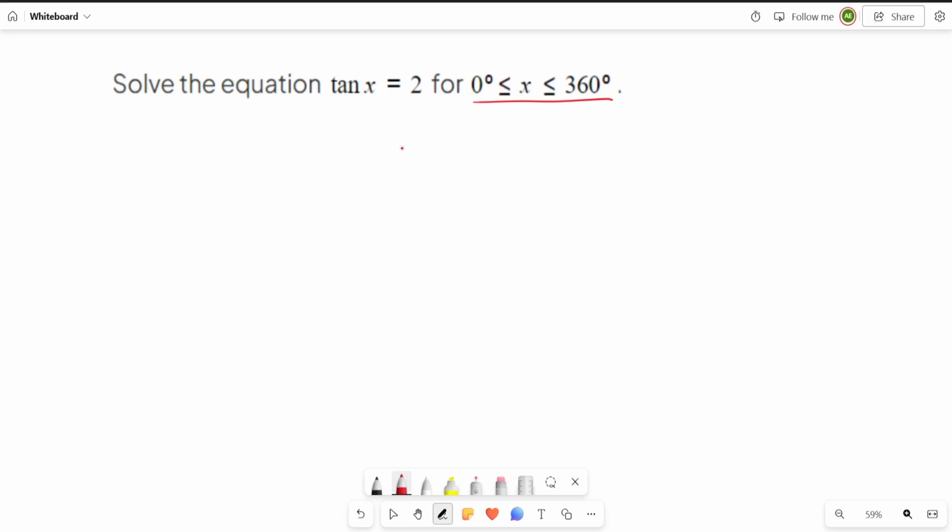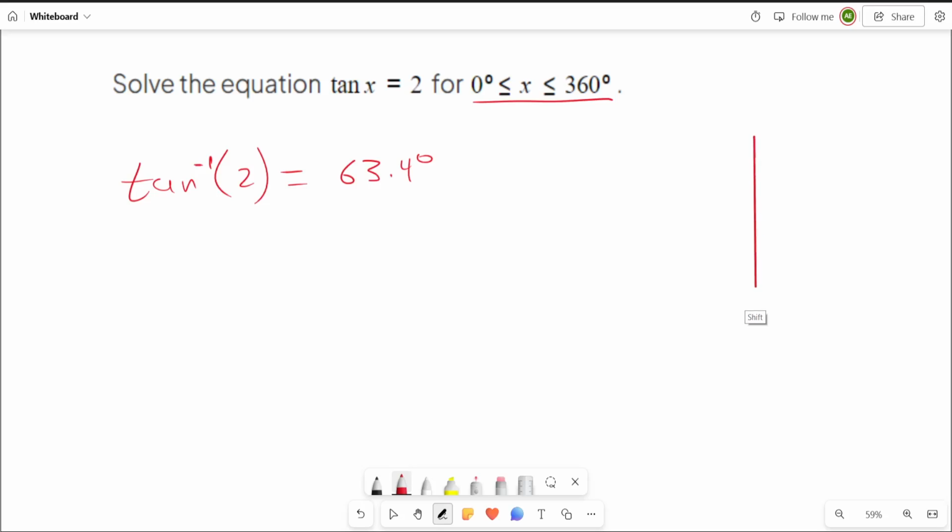I'm working in degrees, so I'll make sure my calculator is in degrees. Again, I will get the base angle, arctan of 2, or tan to the power -1, or tan inverse of 2. This is going to give me an angle of around 63.4 degrees. So this is my base angle.